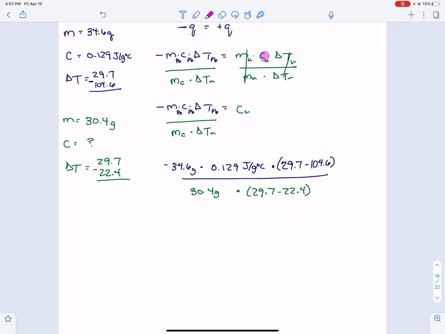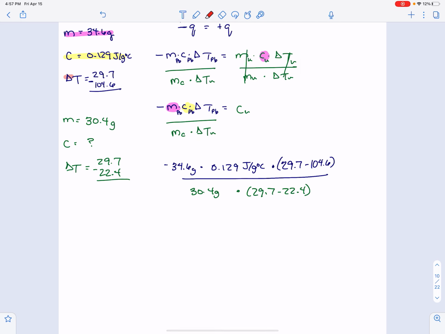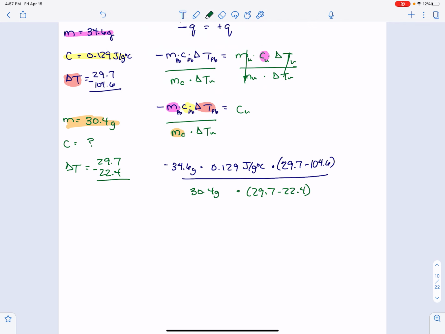And just to point out, I took this and it went in that spot. I took this and it went in that spot. I took, well, it was the whole delta T term that I put in there as that subtraction. Here's this mass, put it in that spot. And this whole term I put here.